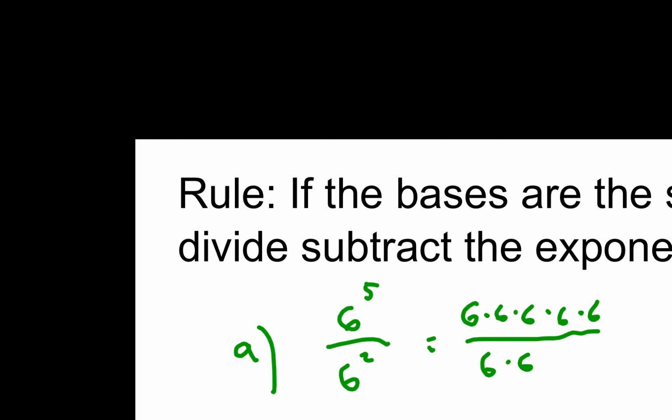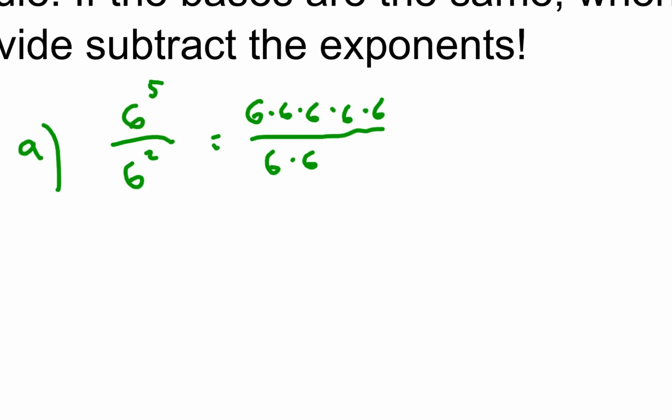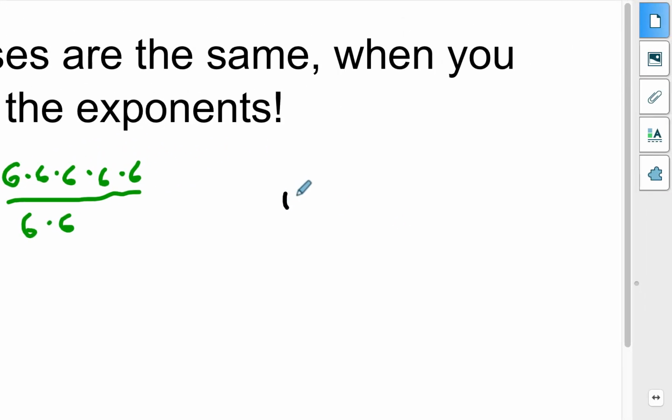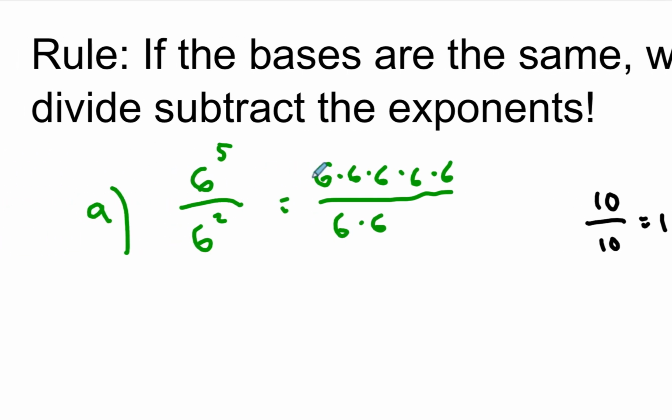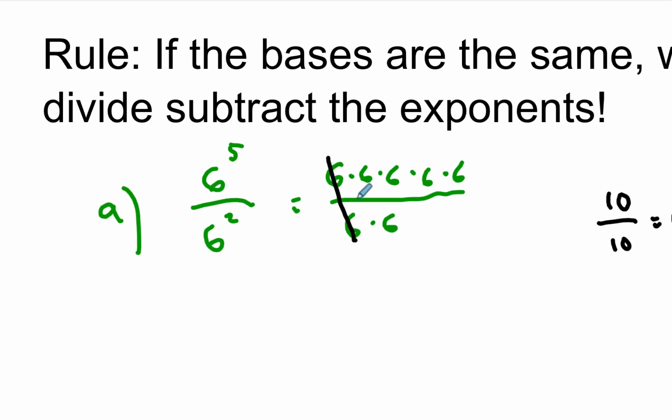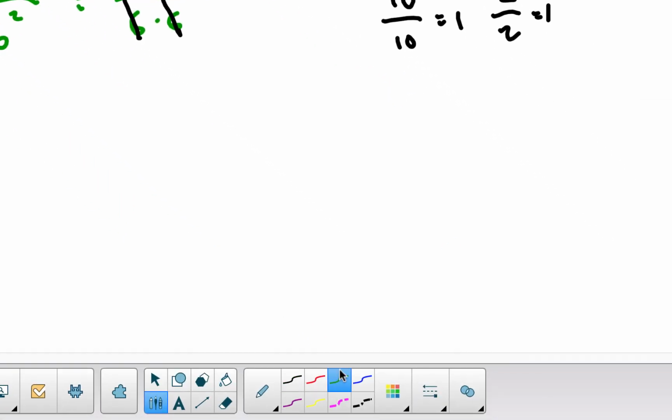This goes back to something you learned with fractions. I'm just going to write a little note off to the side here. If I have 10 over 10, that's the same thing as 1. 10 divided by 10 is 1. Or if I have 2 halves, that's the same as 1 whole, right? So 6 over 6 is really equal to 1. So these cancel, and so do these, and you're just left with 6 times 6 times 6, or 6 to the third power.